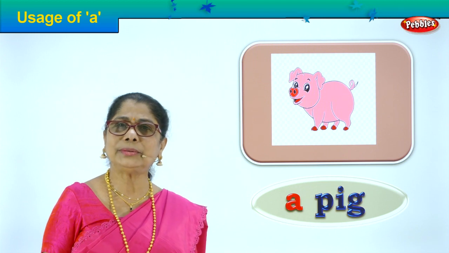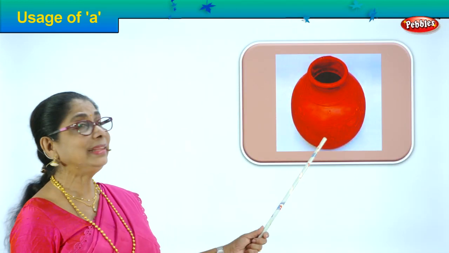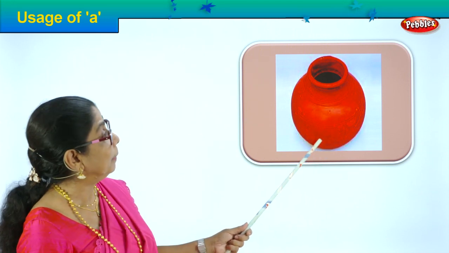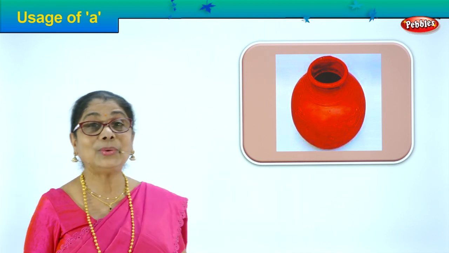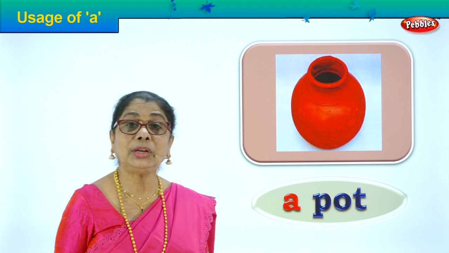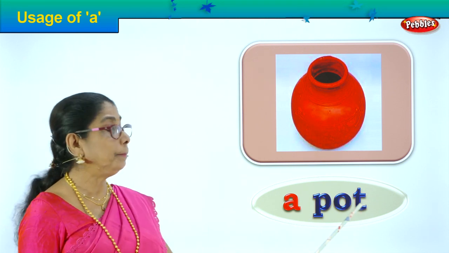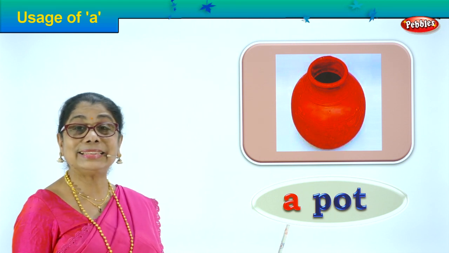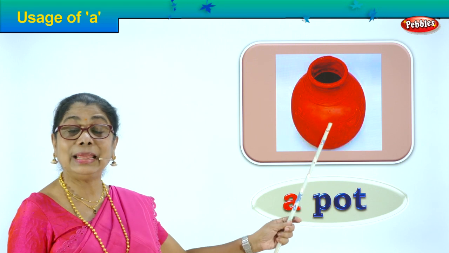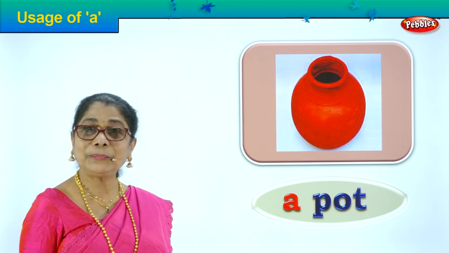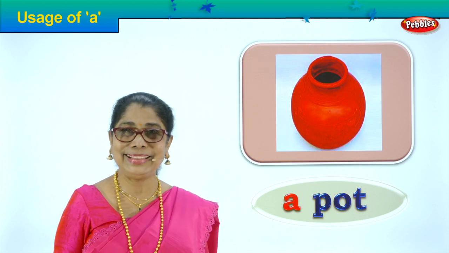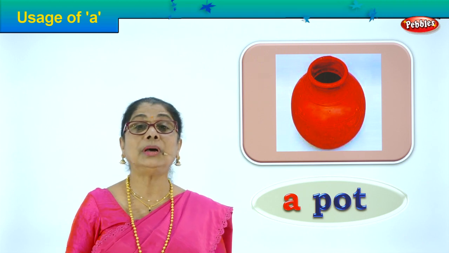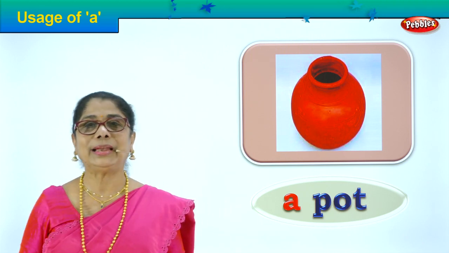Shall we go to another picture? What is this? Pot. This is a clay pot. If you drop it, it will break. Made of clay. Spell pot. P-O-T, pot. What will you put before the word pot? A pot. This is a pot. This is a clay pot. Why clay pot? To keep water cool. Yes. A pot. What do we use before the word pot? A pot. Good.